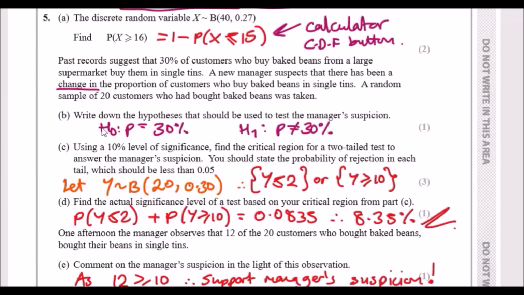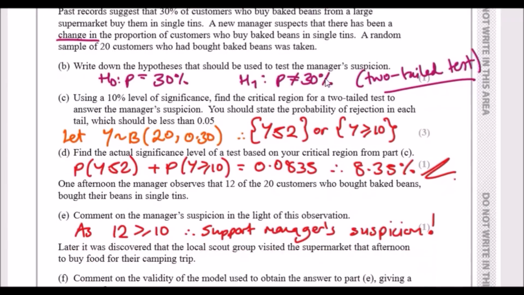For part B, write down the hypotheses that should be used to test the manager's suspicion. So all you have to do is get a null and alternative hypothesis, H0 and H1. We know that the null is 30%, so p equals 0.30. The alternative would be p does not equal 0.30 because there's a change. So it's not greater or less, it's not equal. In other words, this is also known as a two-tailed test, because it could be up or down. So anyway, that's done.